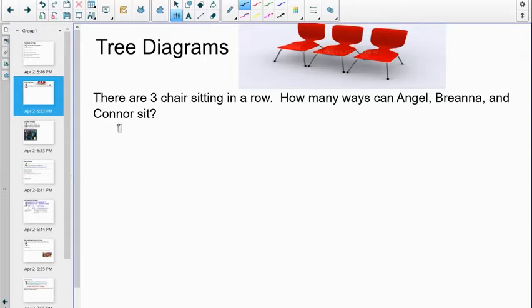I don't know why my marker isn't working. Come on. There we go. First chair, second chair, and third chair. Then we have our outcomes.